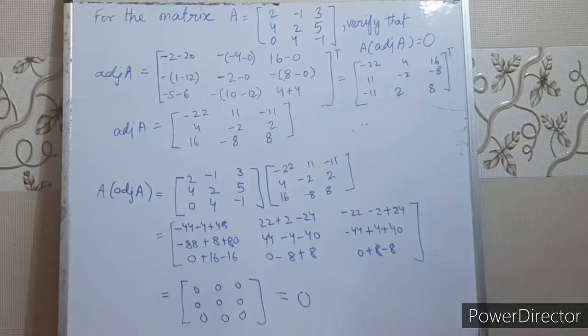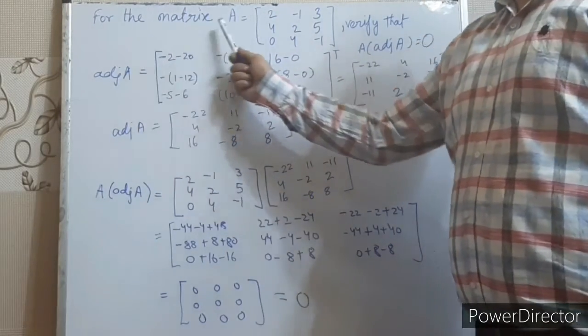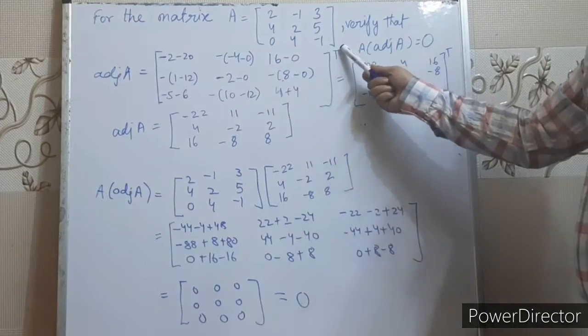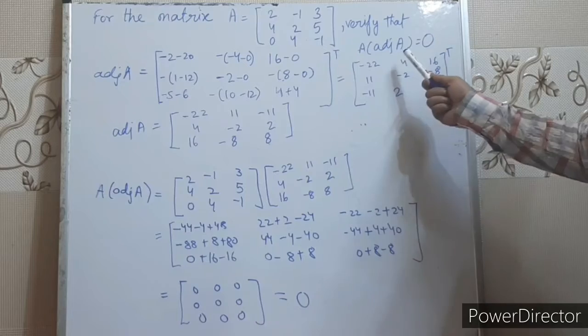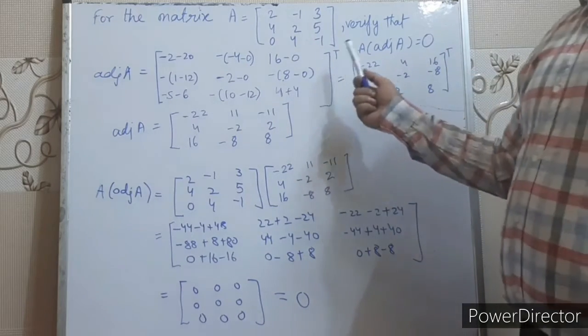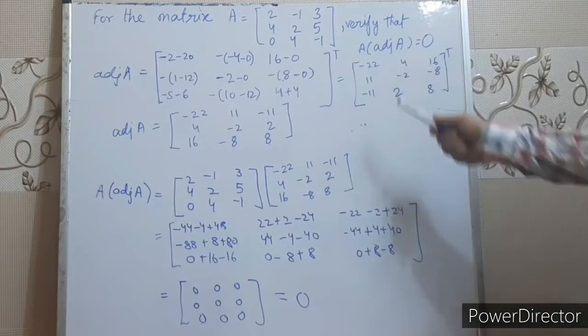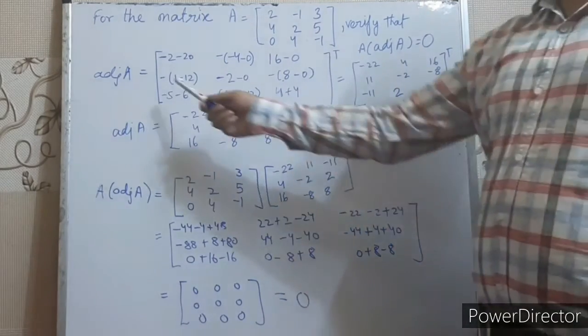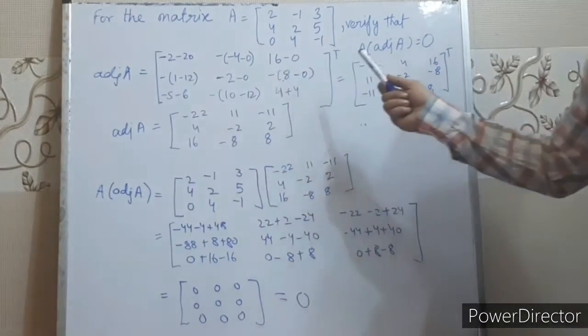Okay, children, see another sum. This sum says if for the matrix A, the given matrix says this, verify that A into adjoint A is a null matrix, right? So first what we'll do, we'll calculate the adjoint A matrix, right? And we know that adjoint A is the transpose of the cofactor matrix formed.